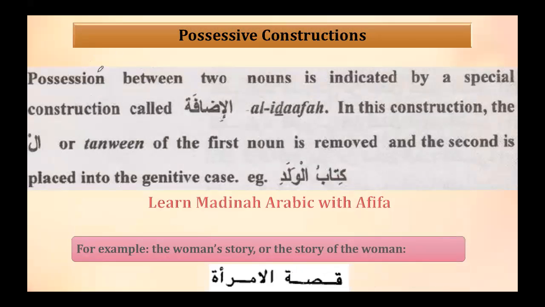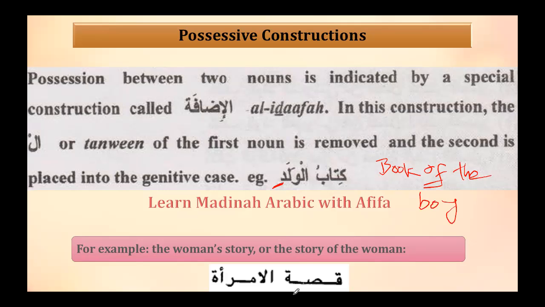So again, just a review of what we have already learned. Idafa or possessive constructions shows possession between two nouns. It is a special construction called al-idafa. And in this construction, the al or tanween of the first noun is removed. And the second is placed into the genitive case, because it has a kasra. Genitive case, as we said, is called majroor, majroorun. So kitabul waladi, book of the boy.